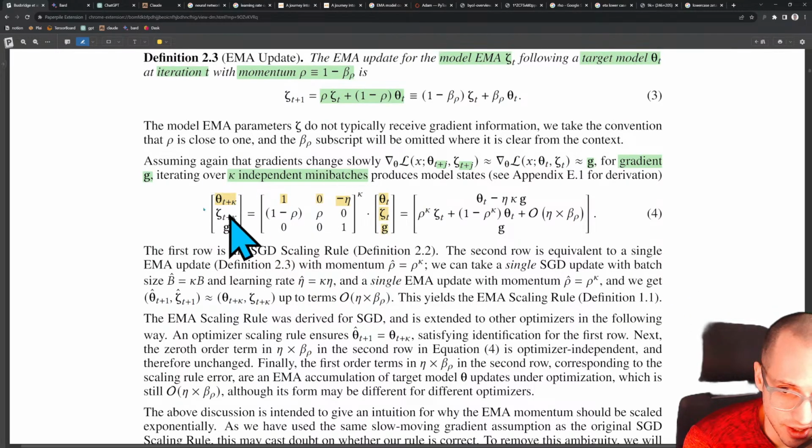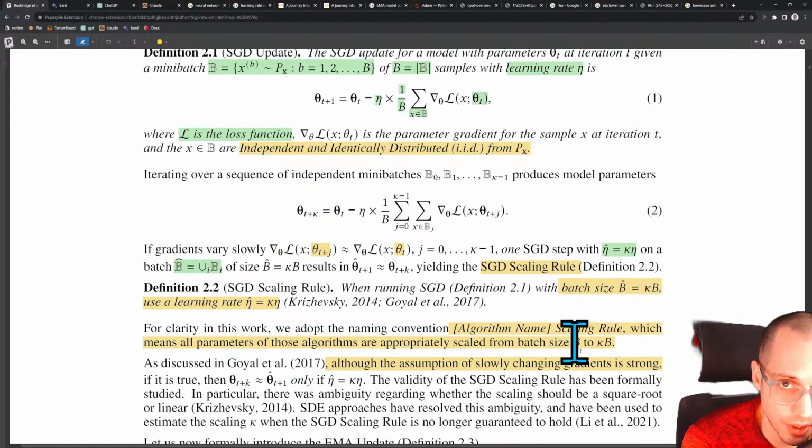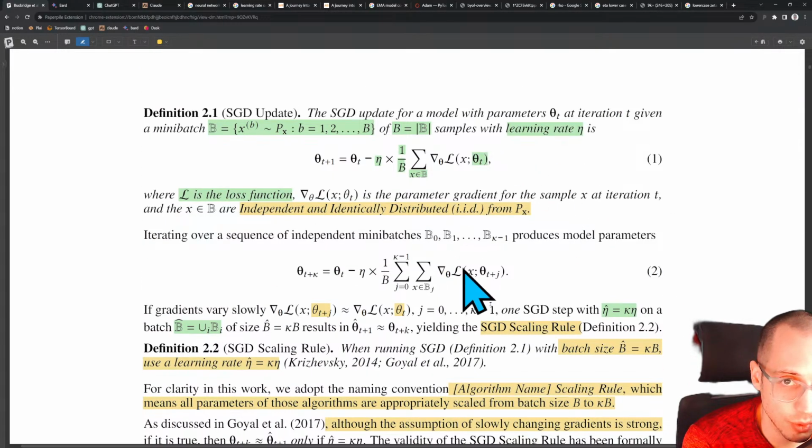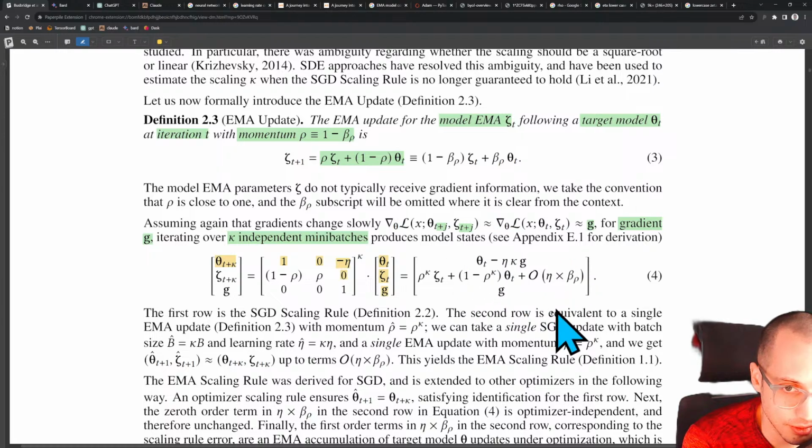Okay, so that's theta t, and then here you go. Zeta t plus k is equal to 1 minus rho times theta t plus rho times zeta t, and then 0 times gradient. Notice how the 0 here means that this zeta t plus k is in no way dependent on the gradient. And the gradient is only dependent on itself, and then they basically just rewrite it as this. So here are the 3 equations, which are largely the 3 equations that they put up here, right? 3, 2, and 1, except now they're writing them like this.